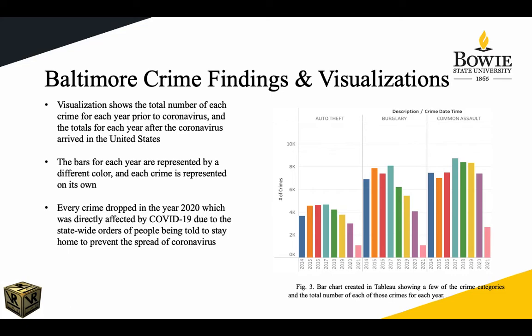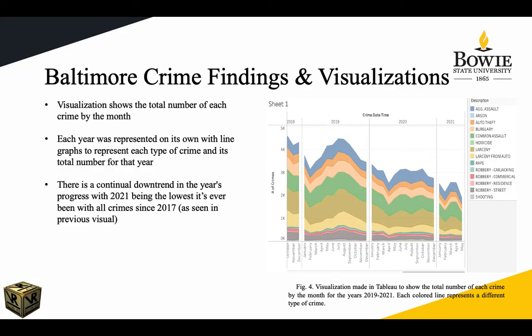The bars for each year are represented by a different color, and each crime is represented on its own. Crimes like auto theft appear to happen at a much lower rate than crimes like burglary and common assault. Every crime shown in this figure dropped in the year 2020, which is due to COVID-19 and due to the statewide orders of people being told to stay home to prevent the spread of coronavirus.